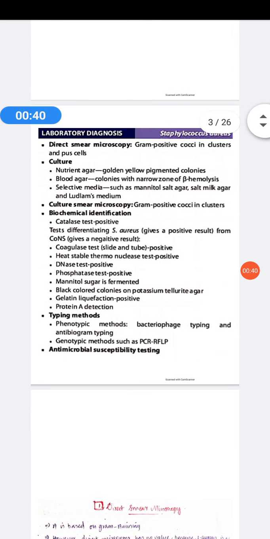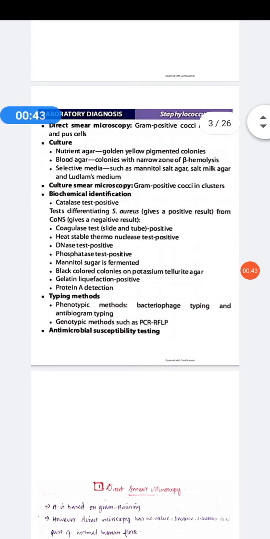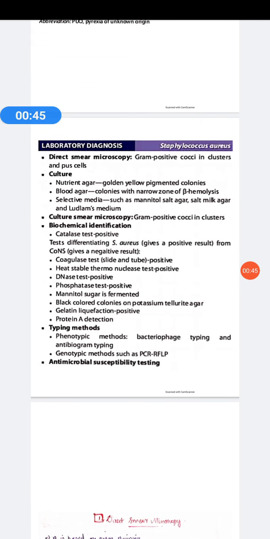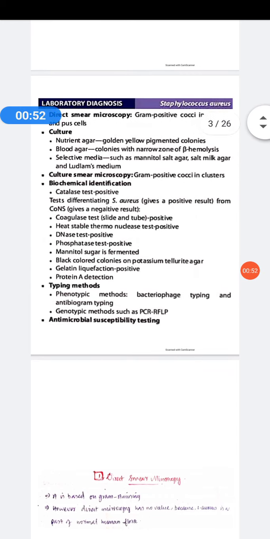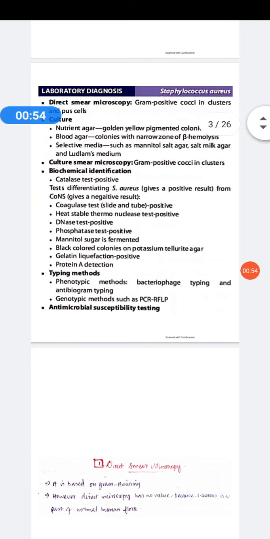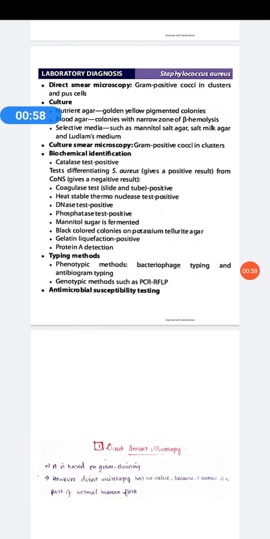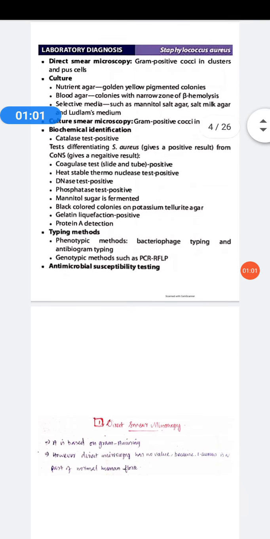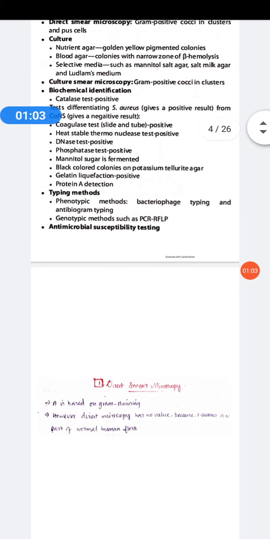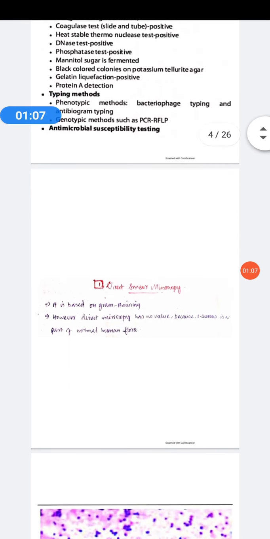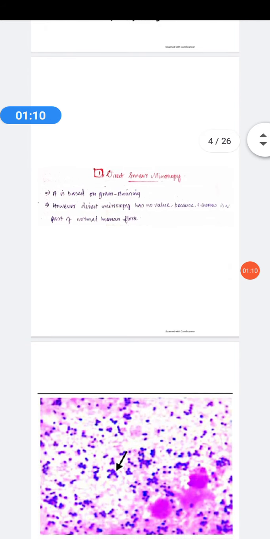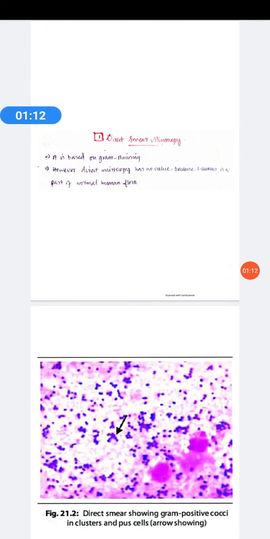Then come to the methods of lab diagnosis. What are the methods we use for the lab diagnosis of Staph aureus? The first one is direct smear microscopy. It is based on the gram staining. The second one is culture methods. Third one is culture smear microscopy. The fourth one is biochemical identification. It is based on the enzymes produced by the Staph aureus. Then come to the typing methods. Then antimicrobial susceptibility testing.